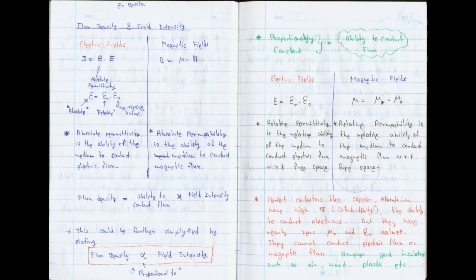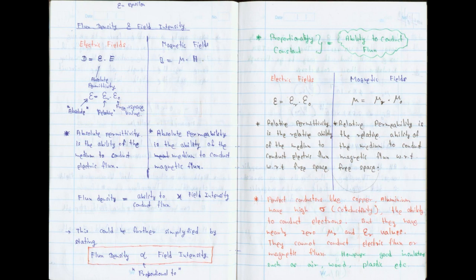Good. Because in copper, mu R is 0 and epsilon R is 0. Did you know that? Copper cannot conduct electric flux at all. Copper cannot conduct magnetic flux at all. Copper is a metal. Metal has the ability to conduct electrons. If you take any metal which is a perfect conductor, relative ability to conduct electric flux will be 0, and relative ability to conduct magnetic flux will be 0. Conductors don't conduct magnetic flux or electric flux.